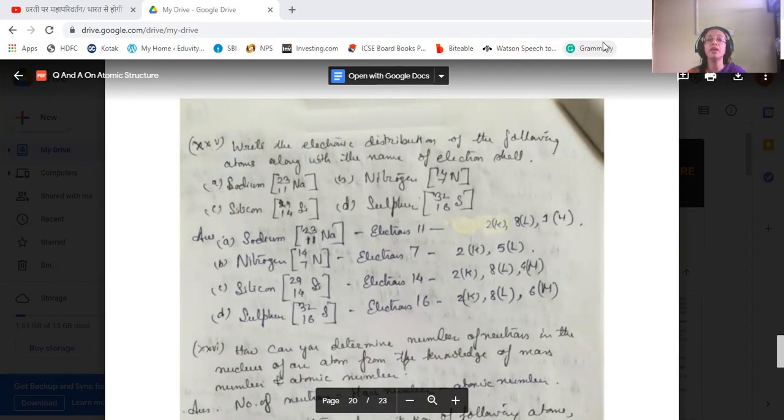Then we come to nitrogen. Nitrogen has a mass number of 14 and 7 as the atomic number. So electrons will be 7 in number, and they will be arranged in this way. K shell will contain 2 electrons, and the L shell will contain 5 electrons. If you sum up the electrons of these two shells, then you will get 7.